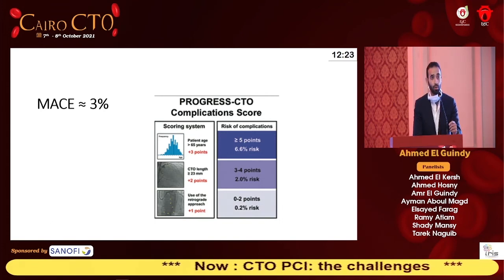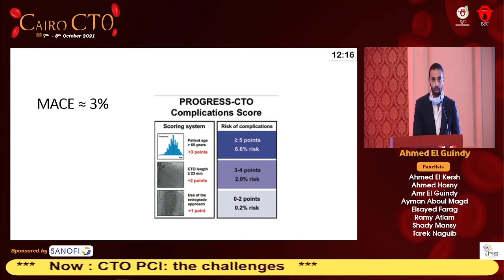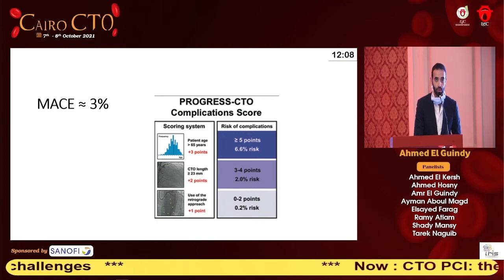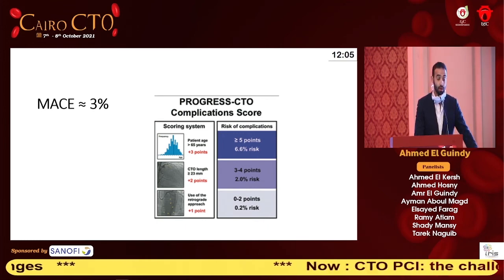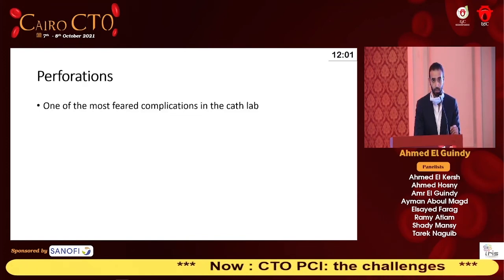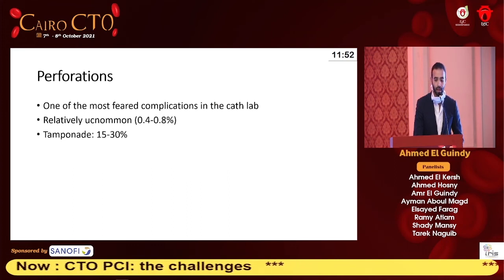Can we predict complications? Perhaps the easiest way is the PROGRESS CTO complication score, which takes into account patient age, where any patient above 65 is a strong predictor of an adverse event, long CTO segments, more than 23 millimeters, and the use of the retrograde approach, which we all know is associated with around a threefold increase in the major adverse event rate. Given the time constraints, it's going to be difficult to address all those complications, so perhaps I'll focus on one of the most dreaded complications in the cath lab, perforations.